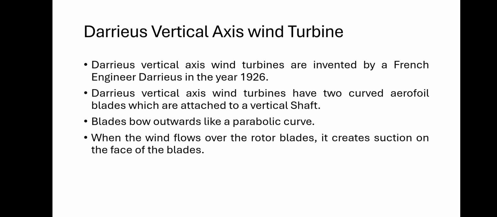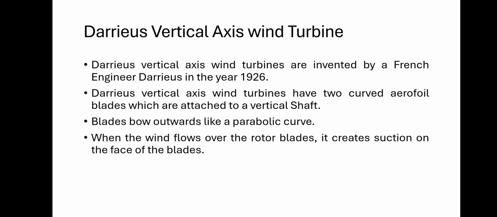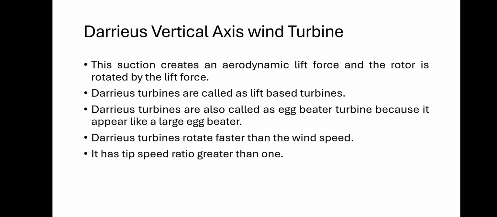Darrieus vertical axis wind turbines were invented by a French engineer, Darrieus, in the year 1926. They have two curved aerofoil blades which are attached to a vertical shaft. Blades bow outwards like a parabolic curve. When the wind flows over the rotor blades, it creates suction on the face of the blades. The suction creates an aerodynamic lift force, and the rotor is rotated by the lift force. So Darrieus turbines are called lift based turbines, and they are also called egg beater turbines because they appear like a large egg beater.